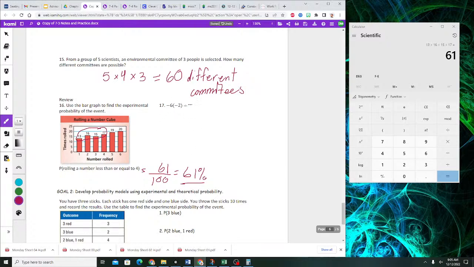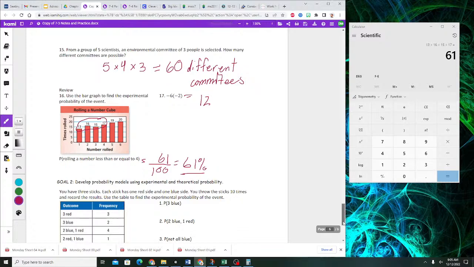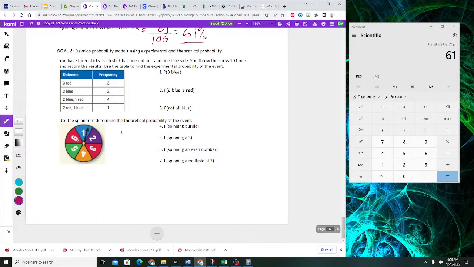And the number 17 is just -6 times -2. Two numbers that are both negative, when multiplied together, become a positive, and so 6 times 2 is positive 12. The last 2 problems, well, the last 7 here, are on you.